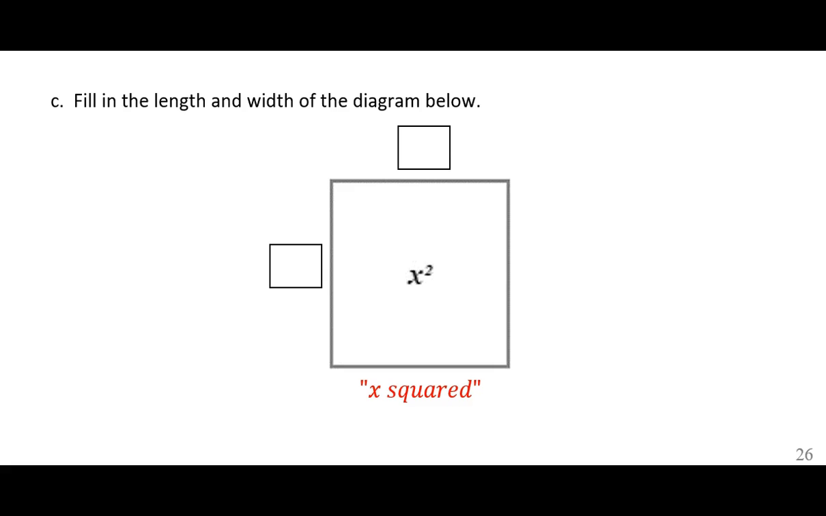Here I have a diagram that shows a variable being squared. We can refer to this as x squared because it's x to the 2nd power. The question is, what's the dimensions of this square? Well, x squared would be x times x. That means that the length and the width of my square would be x. So if we have x times x, the answer would be x squared.